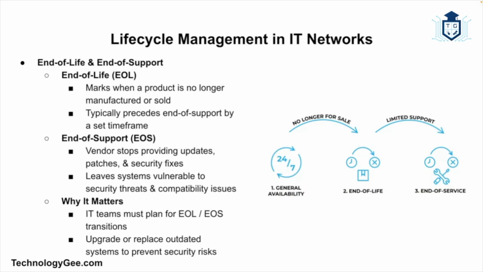So life cycle management, this ensures that network components are adequately maintained, upgraded, and retired at appropriate times. And the first aspect of the lifecycle management is the end of life and end of support. So end of life, this marks when a product is no longer manufactured or sold. And then end of support, this indicates when a vendor stops providing updates, patches, and security fixes for a product. So IT teams, they must plan for EOL and EOS transitions to prevent security vulnerabilities and compatibility issues.